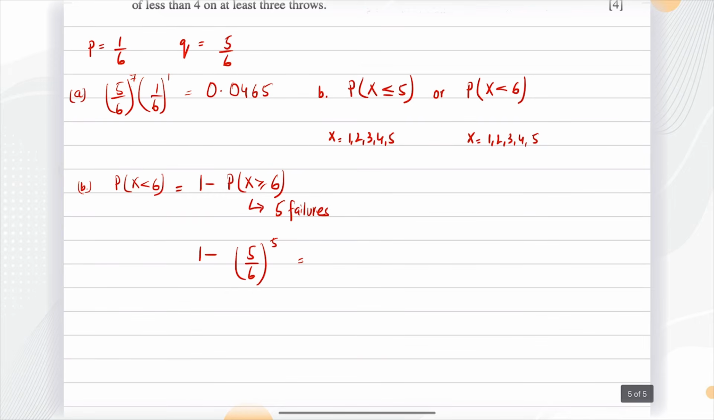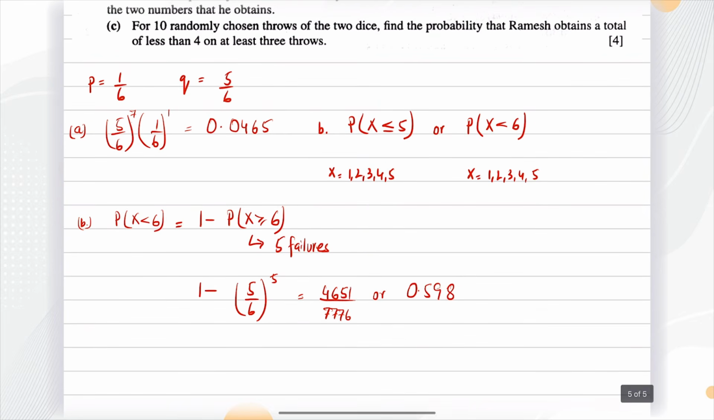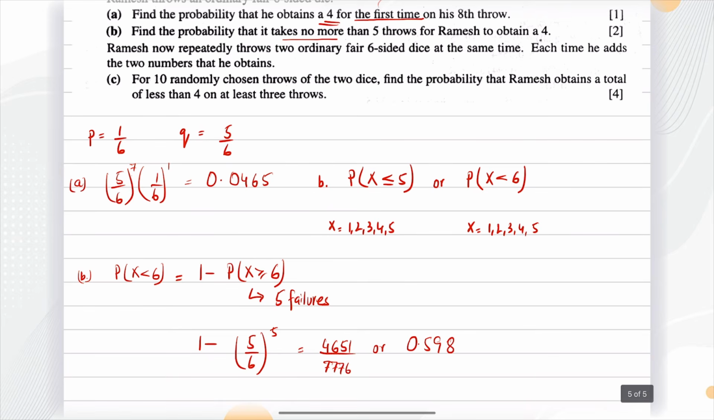Okay, now let's work this out. 1 minus fraction 5 upon 6 to the power of 5. So let's work this out. Here's what we get: 4651 over 7776, or you can write it as decimal 0.598. And there you go. That's your answer to part B. Does everyone understand this? Yes, sir. Okay, great.